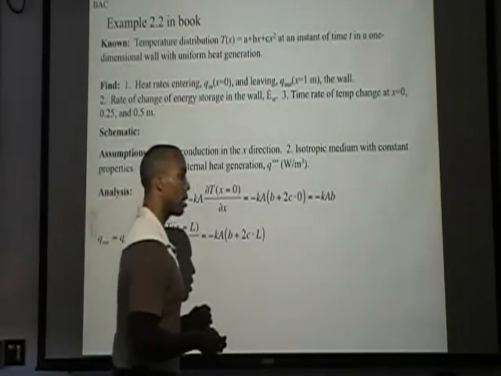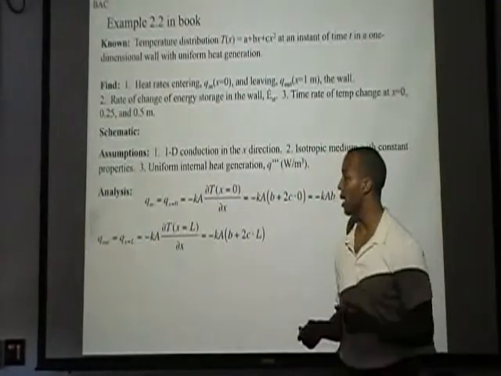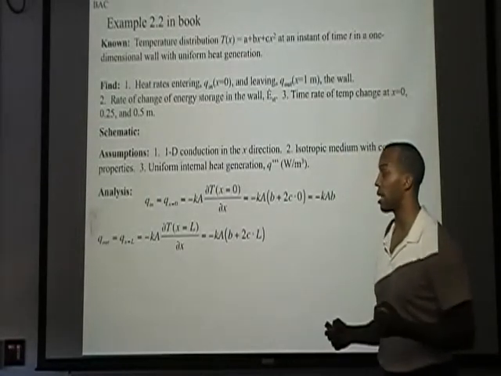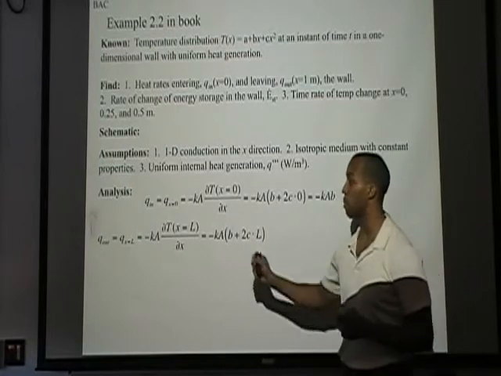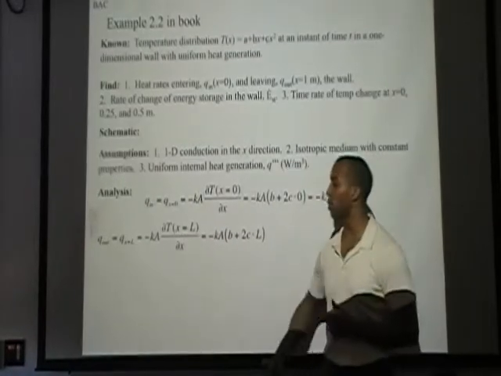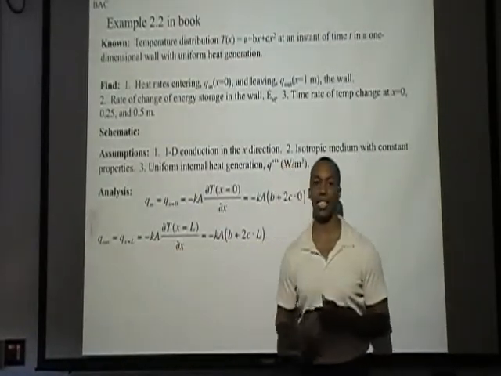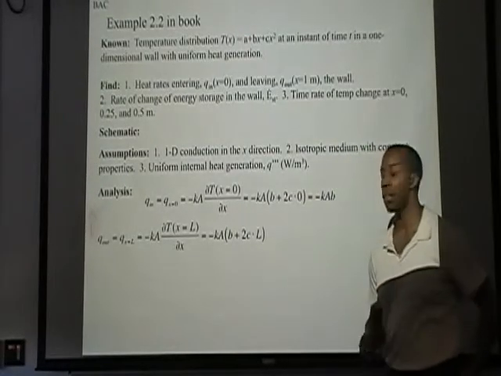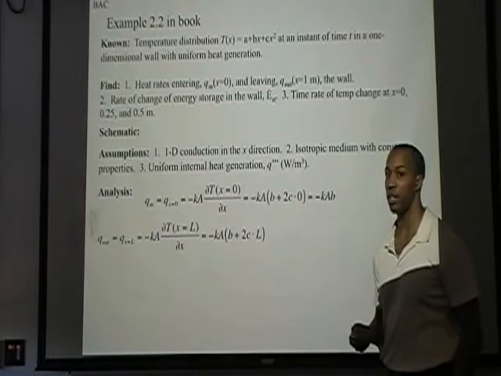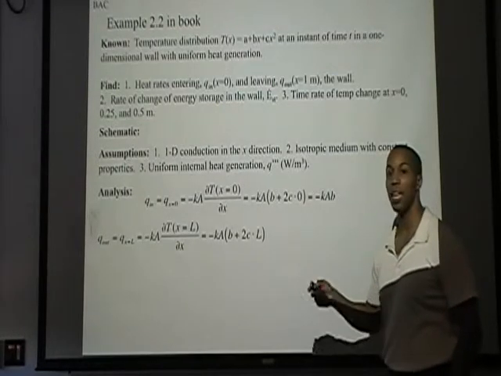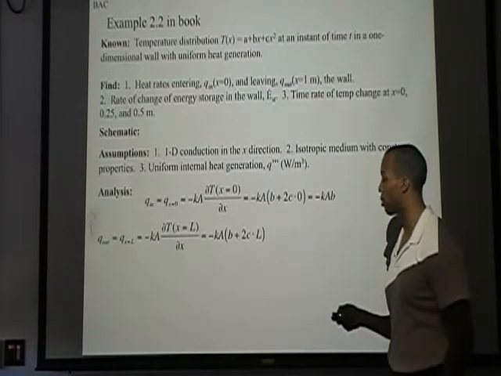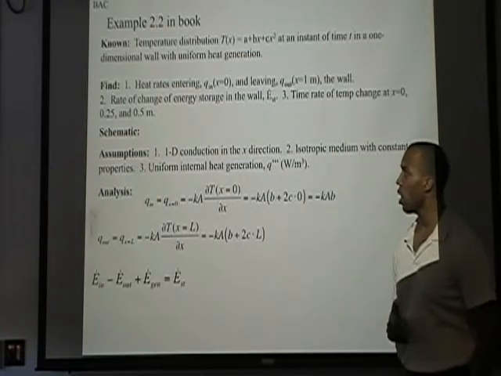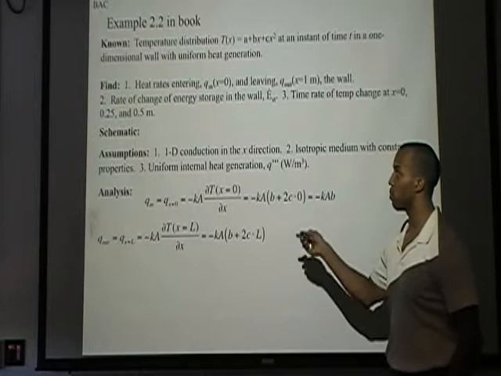Now the heat rate entering the wall. The heat rate leaving the wall, Q out, same thing, except instead of applying it at the boundary x equals 0, now we're applying it at the boundary x equals L. And once again, we get a relation that comes from differentiating and then applying at the right boundary location. All right, so that was the solution to part 1.